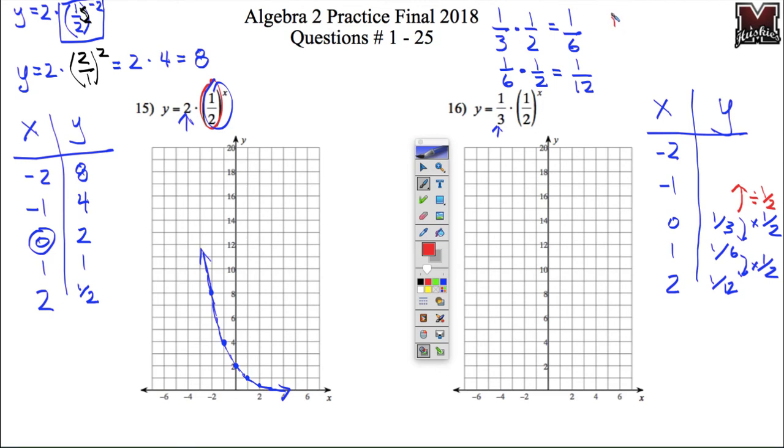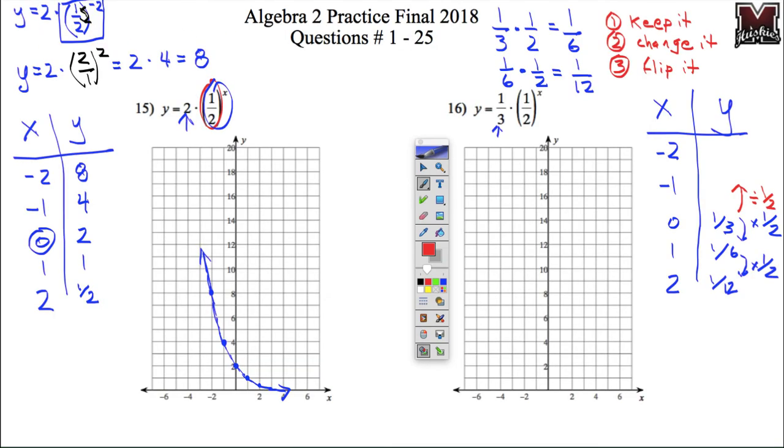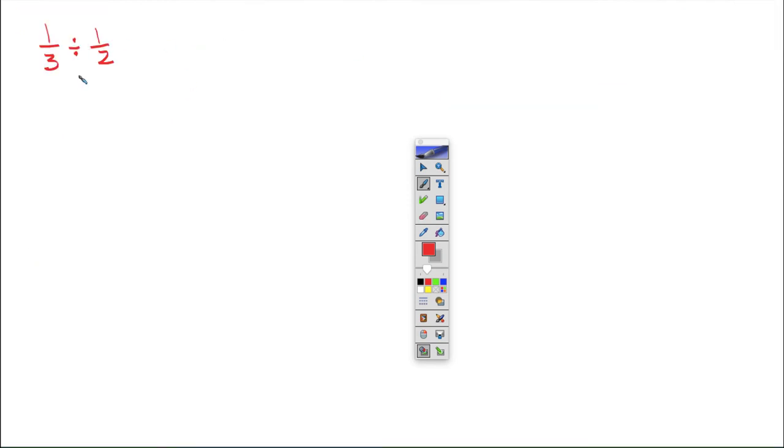So there are 3 rules for dividing by a fraction. Keep it, change it, flip it. This is for dividing by a fraction. And just as a quick example, let's do 1/3 divided by 1/2. That's exactly what we're doing. This is the problem that we're doing.